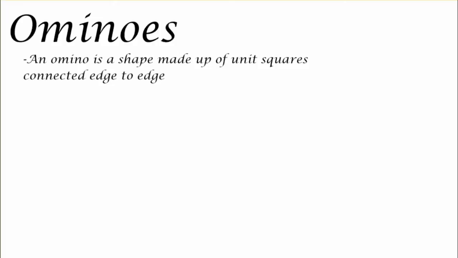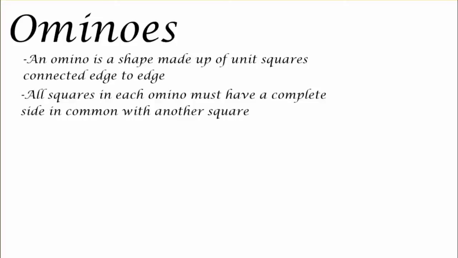Welcome to the lesson on ominos. In this lesson, we will discuss the basic definition of an omino, how to classify them, and how to use them to solve certain problems. Now, an omino is a shape made up of unit squares connected edge to edge.